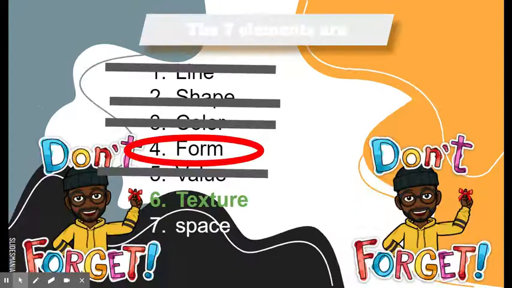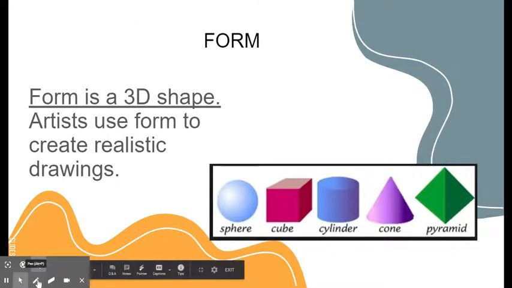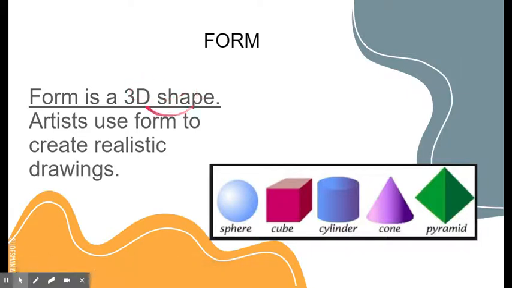On form. Now we've already talked about line, shape, color, and value. So again, we're going to talk about form. When it comes to form, the key thing to remember is that form is a 3D shape. I'm going to say that one more time. Form is a 3D shape. 3D shape.